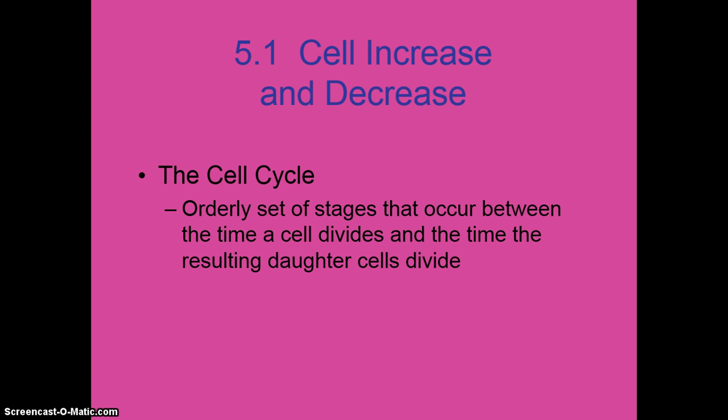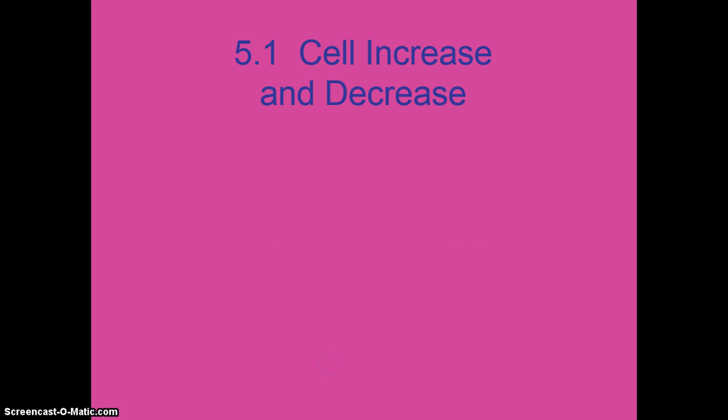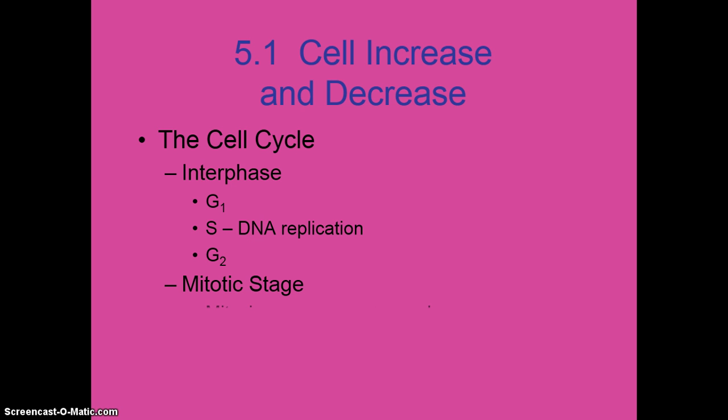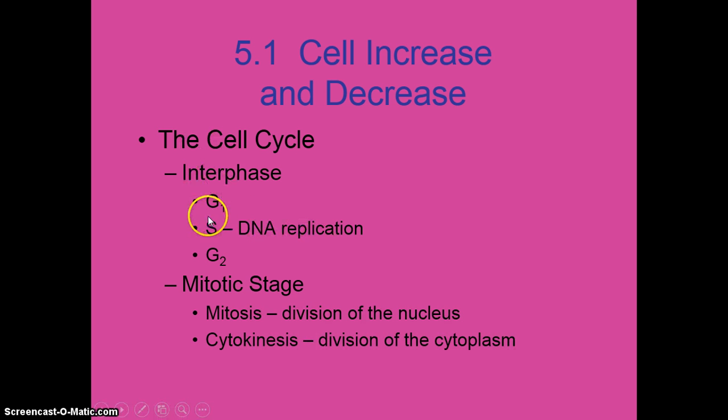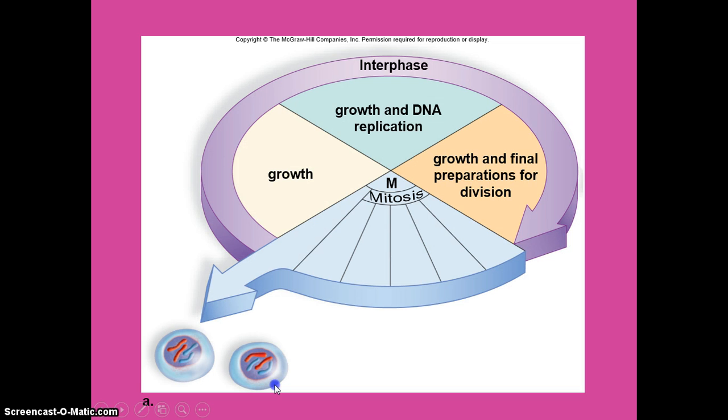Let's take a look at the cell cycle. A cycle indicates a loop, so it's an orderly set of stages that occur between the time a cell divides and the time you end up with daughter cells, and those daughter cells divide. It's broken up into phases, interphase, and then mitotic stages. So interphase is going to include G1, the S or synthesis phase, in which DNA replication occurs, and G2, which is growth 2, so growth 1 and growth 2. These are part of the cell cycle. However, interphase is not part of the mitotic stage. The mitotic stage includes mitosis, which is division of the nucleus, and cytokinesis, which is division of the cytoplasm.